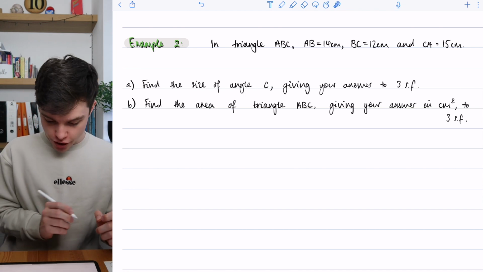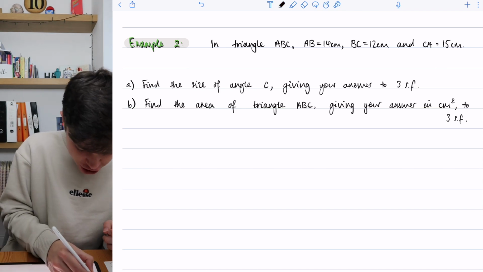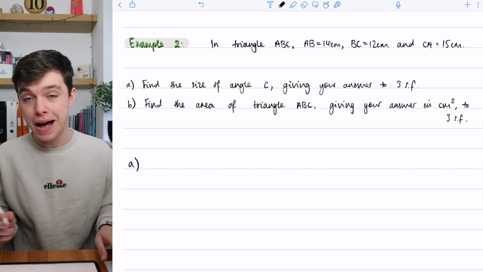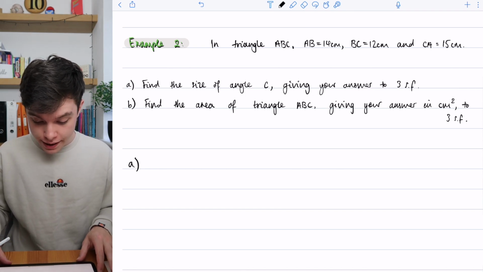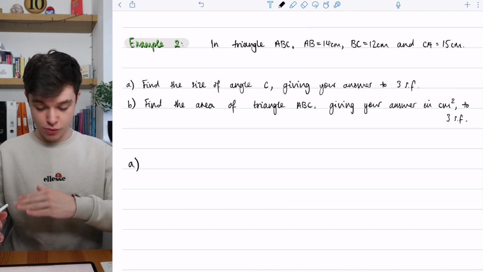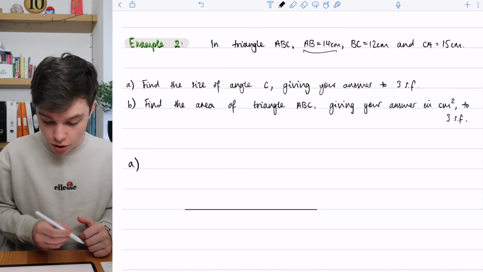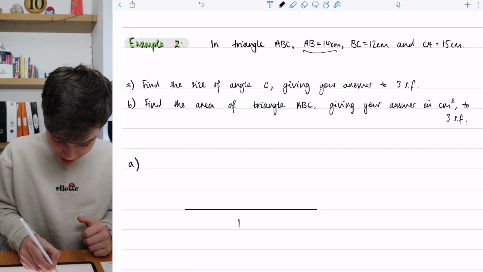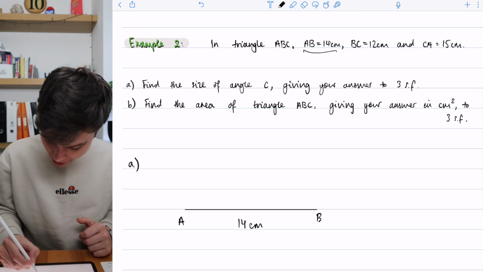We'll do part A first, and part A, actually, once you draw a triangle, is quite simple, and so is part B, to be honest. So, I'm just going to draw the side AB flat to me, like the ground, okay? I'll do it along here, and that's just because it was the first one given to me there. I'm going to make that 14 centimetres, and I'm going to have this point A and that point B.